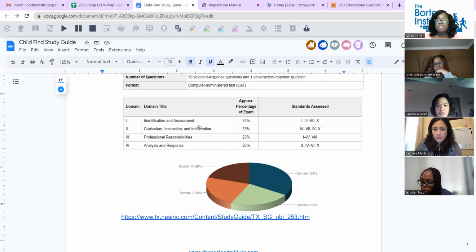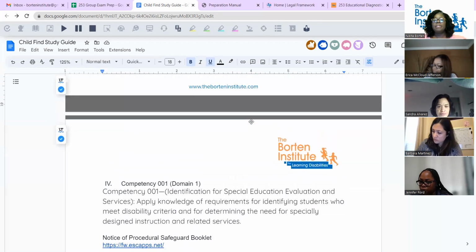Domain 2 is where traditionally students do the best because they're teachers. So it's curriculum, instruction, and what strategies you offer for intervention. The next one is professional responsibilities. What does a diagnostician do? What are the ethics associated with your role? That's what this is. And number 4 is your constructed response. There are 4 domains, and again, domain number 1 is the highest percentage.